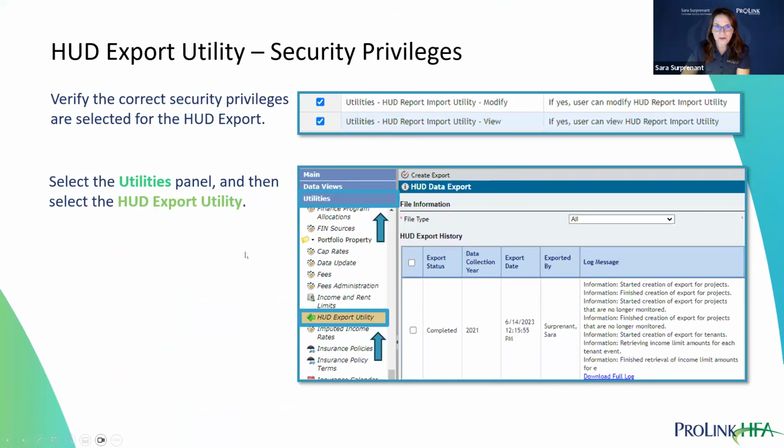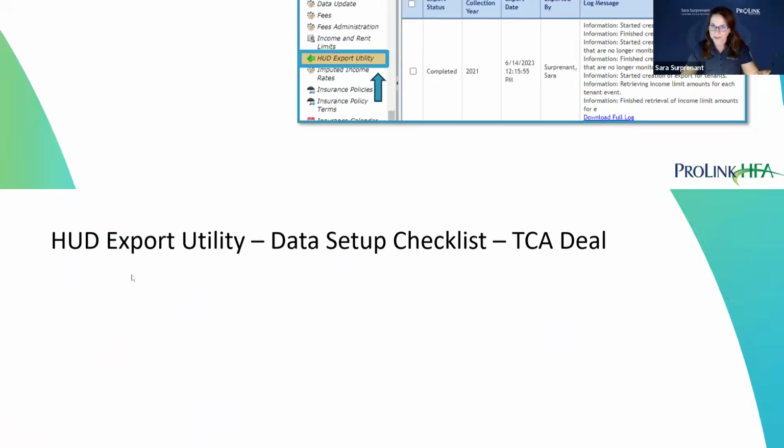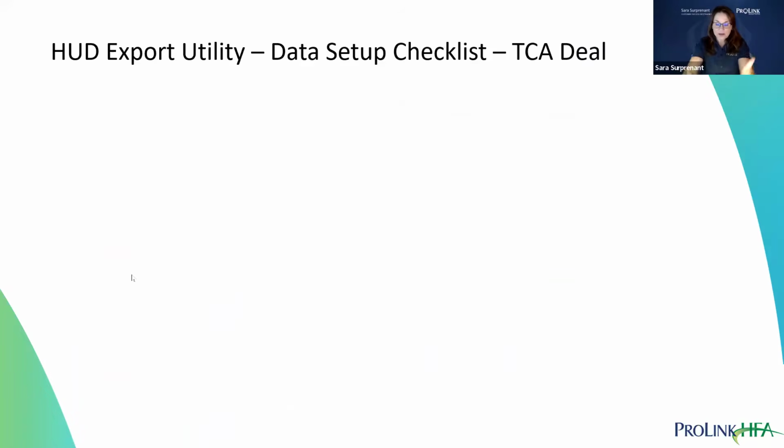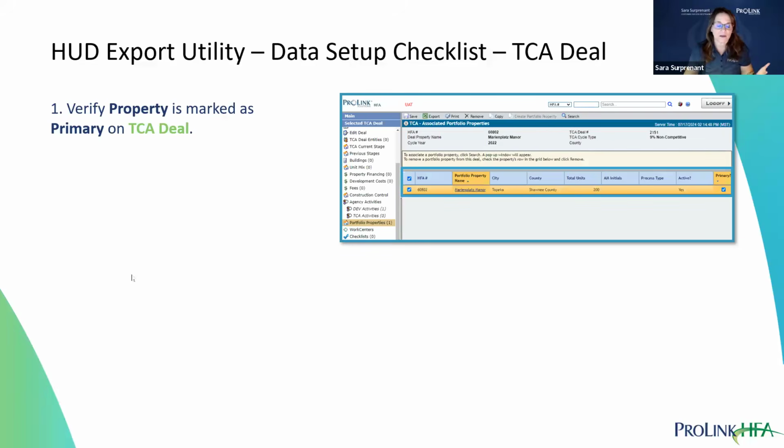The other necessity for this is making sure that whoever is generating the HUD export files in our utility has a security privilege. Again, I feel like most of the people on this call already have that covered, but something to remember in case you have issues. There's a few things you can just check out on that list. So here's my most important part that we want to talk about, is making sure that your data is set up correctly from the get-go.